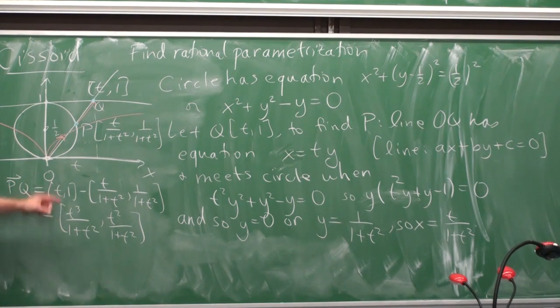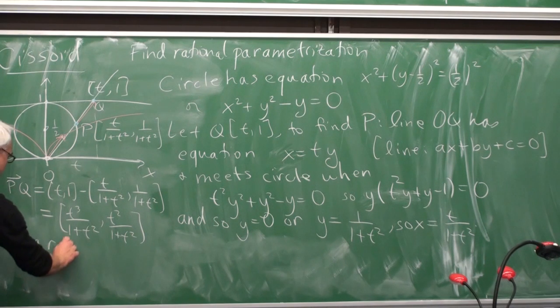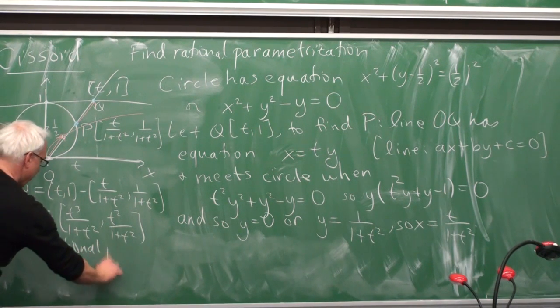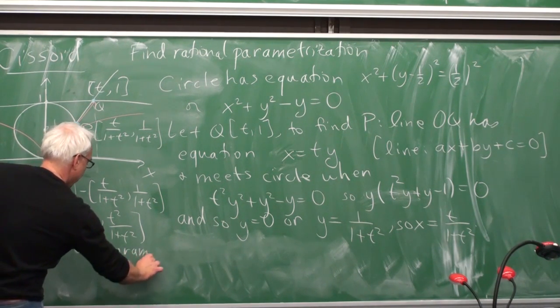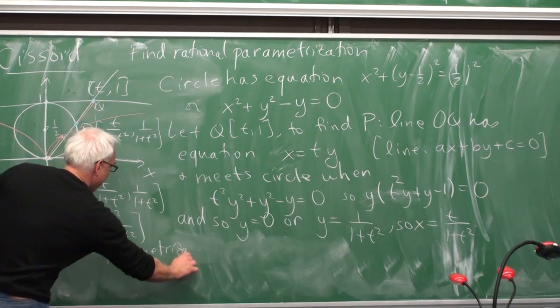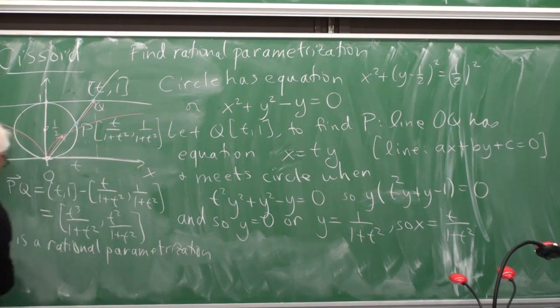And in fact, if we translate it down, that will be the coordinates of this point right here. So that is a rational parameterization of the cissoid. x is this and y is this.